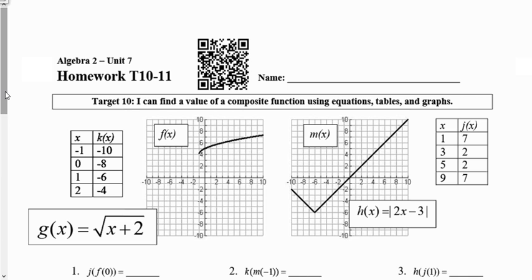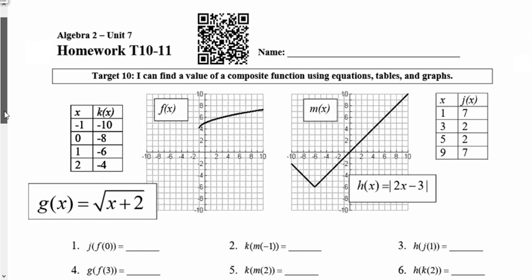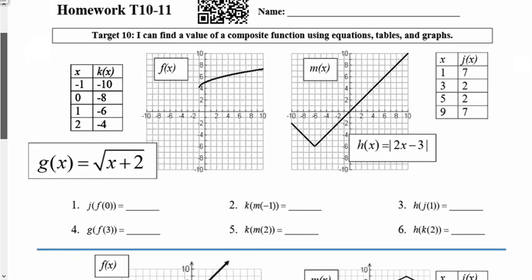All right, here is the targets 10 and 11 homework. If you didn't watch the notes video or you didn't take notes or anything, this is probably going to be just a little bit confusing, so I would recommend watching the notes first, but if you did, let's get started. Target 10 was finding a value of a composite function using equations, tables, and graphs.